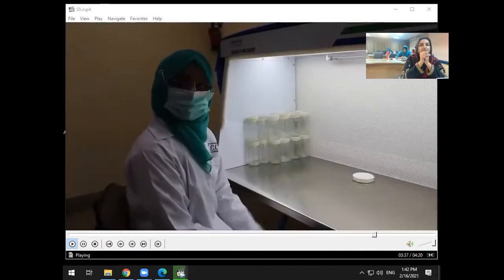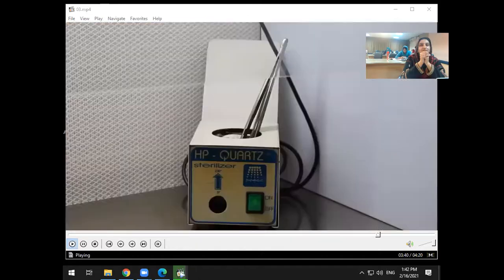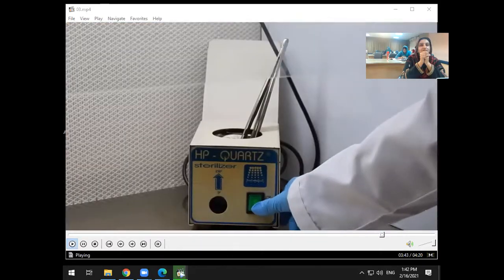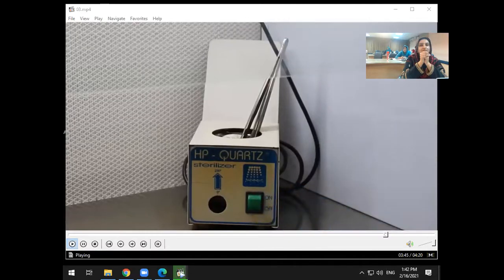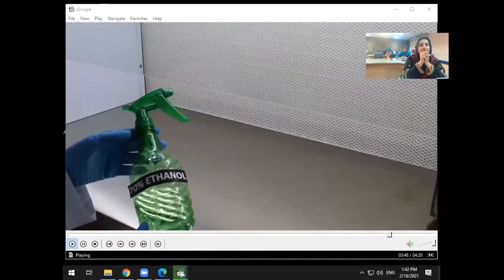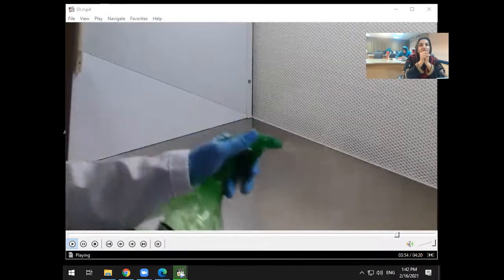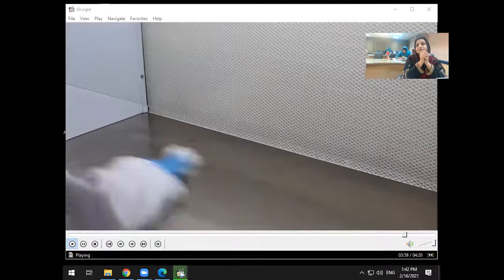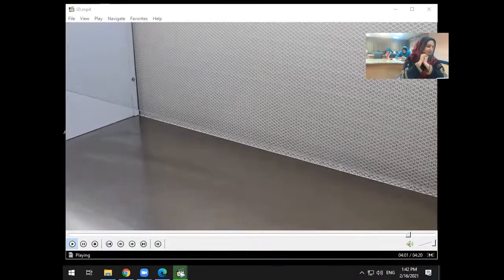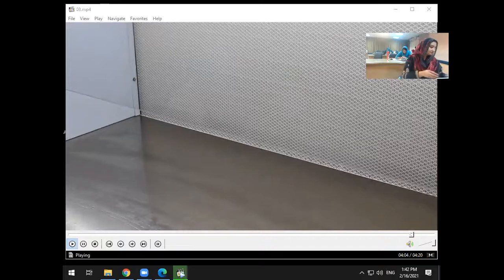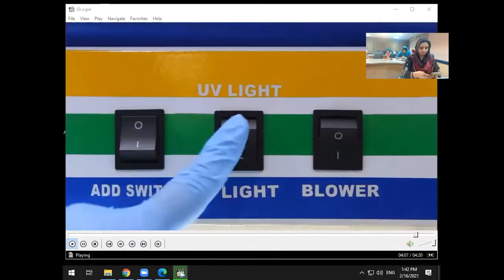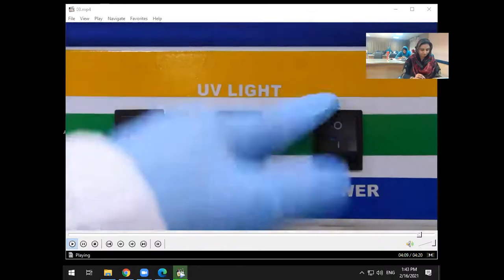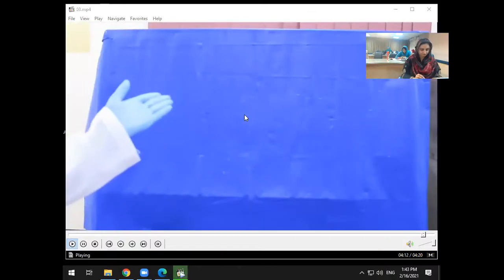In order to turn off the hood, remove all the waste and used petri plates and media jars. Turn off sterilizer. Disinfect the surface of hood with 70% ethanol. Remove all the excess ethanol with autoclaved cotton. Turn off switch, light, and blower, and cover the laminar flow hood.